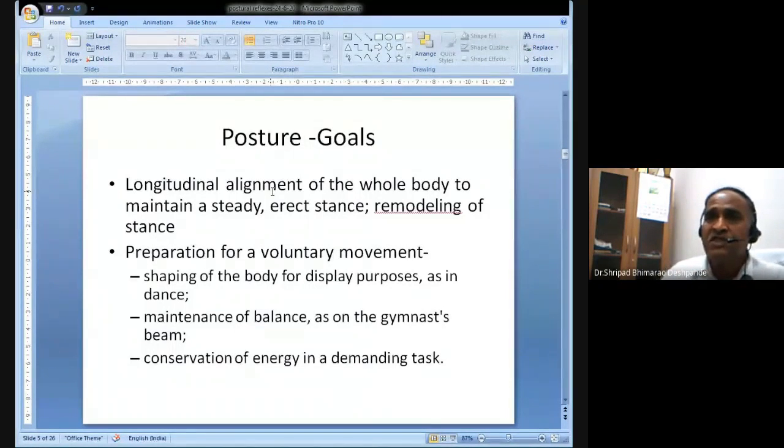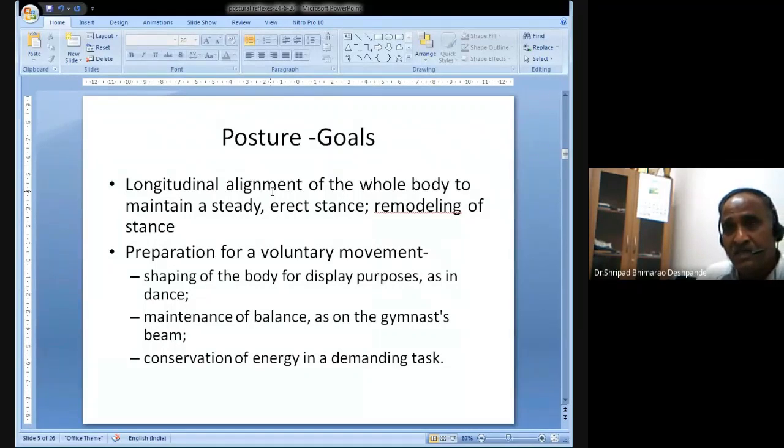The goal of posture is to prepare oneself to attain a particular stance, or, when you are trying to make any action, the dynamic component. The goal is to maintain the posture, shaping of the body for display purposes, as in dance. Dance is a highly dynamic muscle activity in which the posture has to be perfectly maintained. Otherwise, the dancer will fall down.